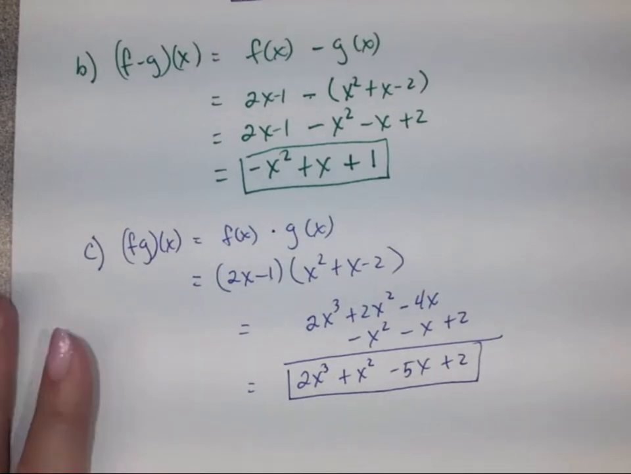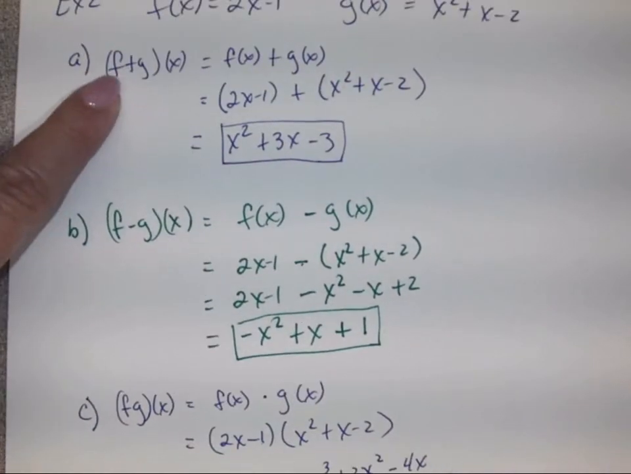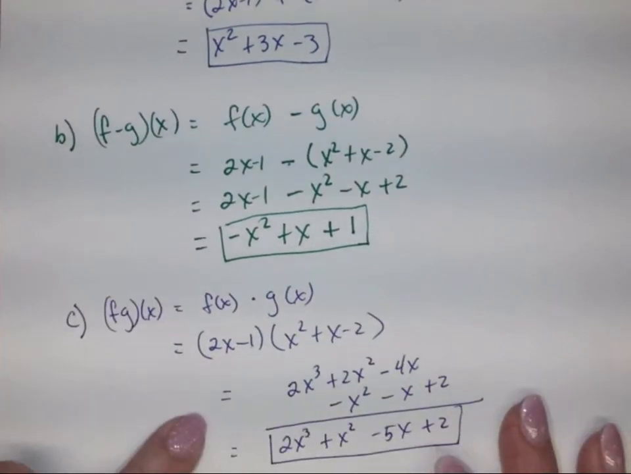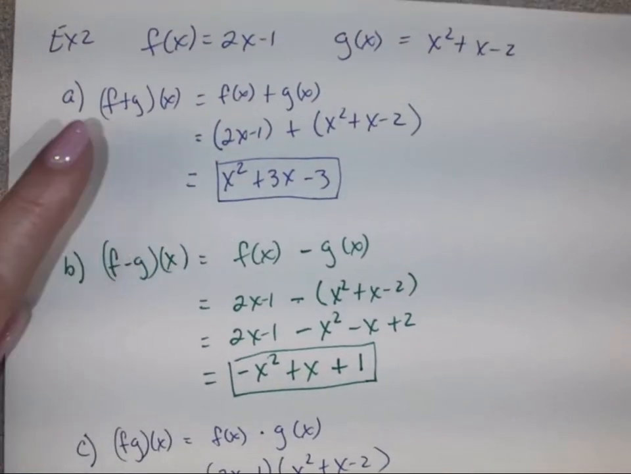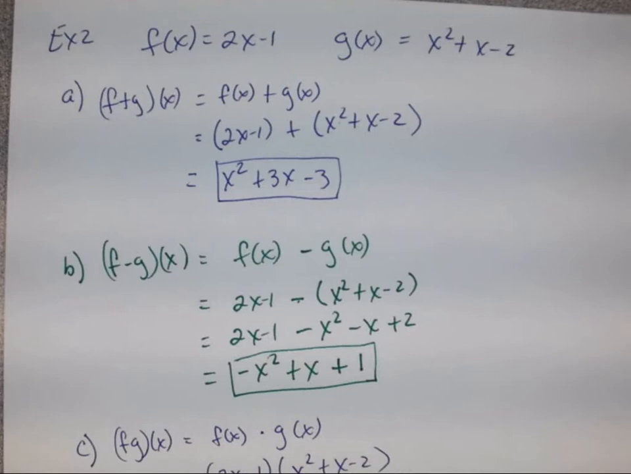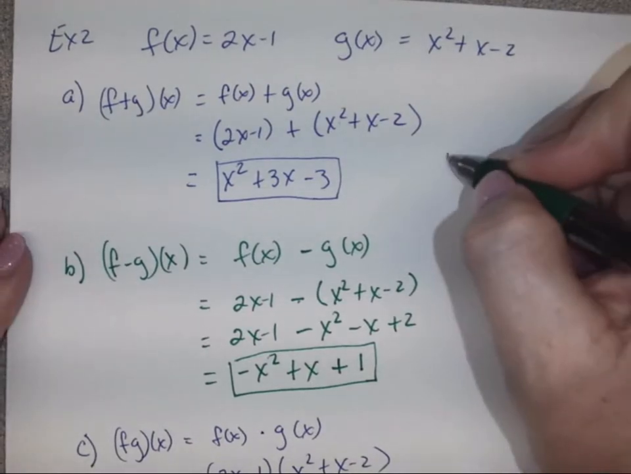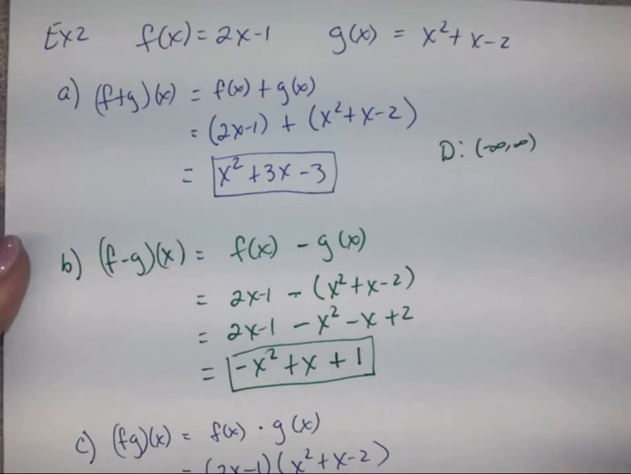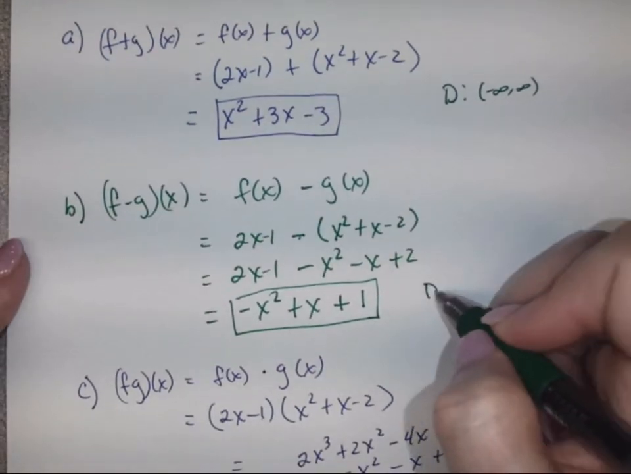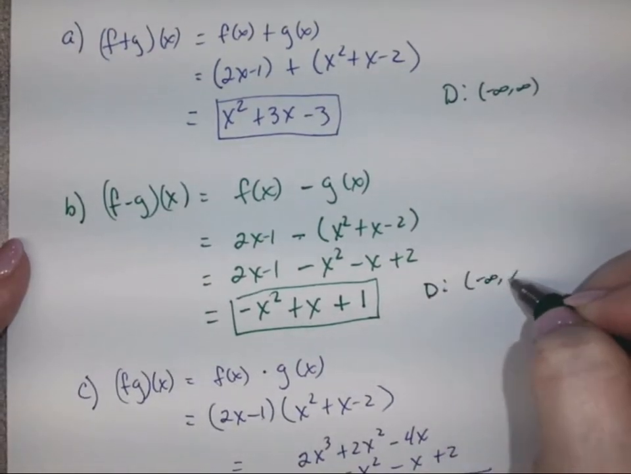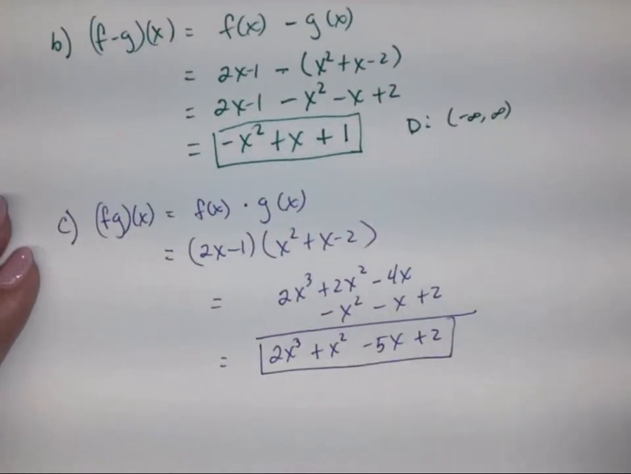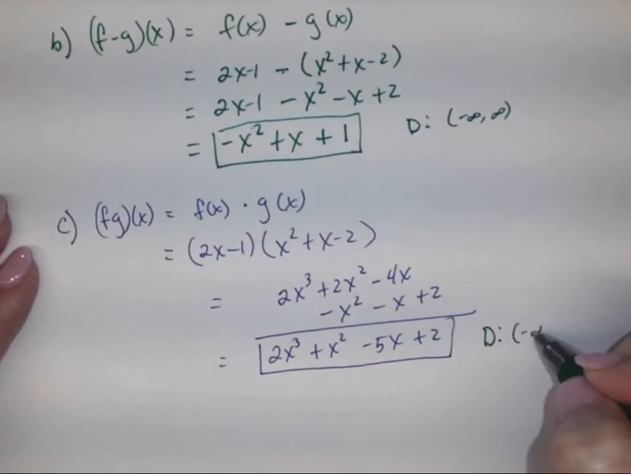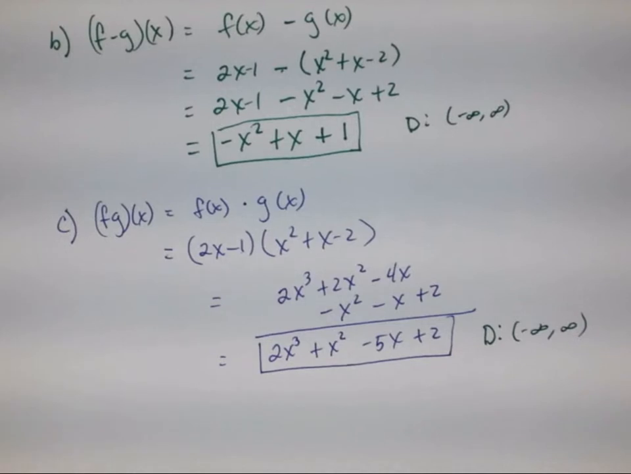All right, so far we have just added, subtracted, and multiplied. We haven't had any fractions. We haven't had any square roots. So our domain for each of these is negative infinity to infinity. It's like the last example that we just did before this one. So again, negative infinity to infinity. There's no restrictions on our domain. There's no issues.